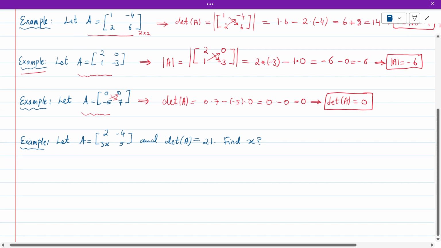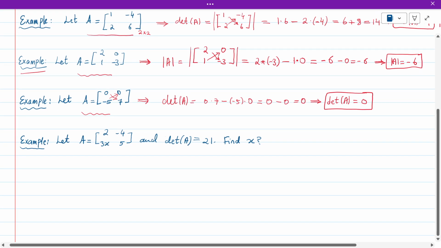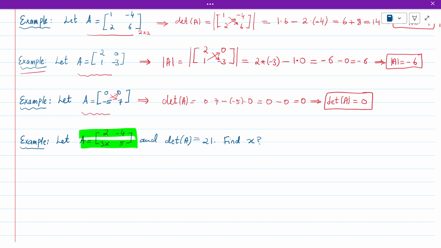Now, last example, it's a bit different. It tells you that you have a 2 by 2 matrix. Okay, this is the matrix given. It gives you extra information, which is that the determinant of this matrix is 21. And it asks for the value of the variable x. Now, x in A is here in the second row, first column. This is the value of x here. Now we want to find x.